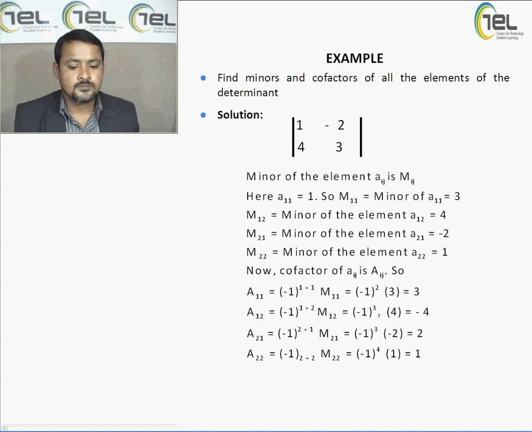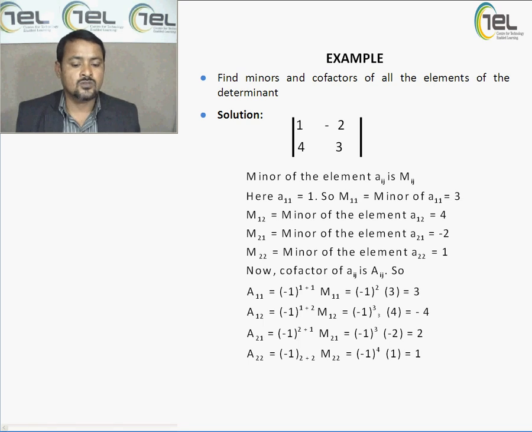These are 4 numbers which are inscribed in the determinant: 1, minus 2, 4 and 3. The minor of the element aij we are taking as Mij. So a11 is 1, so M11, the minor of a11, is 3. a12 is minus 2, so M12, the minor of the element a12, is 4. M21 is the minor of a21, that is minus 2. And M22 is the minor of a22, that is 1.